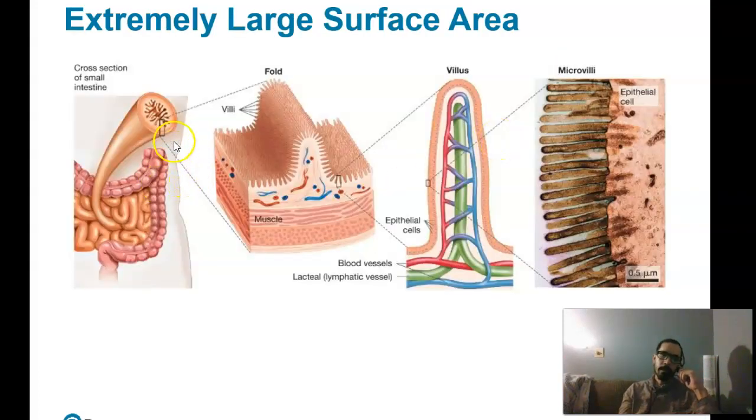So here you can see a close-up. This is a cross-section of the small intestine, and these folds are facing inward. So you can see, this is a fold here. On the fold, these tiny little projections are the villi. And then if you zoom into one of the villi, or one villus, you can see that they have the microvilli on top of each cell. So this would be simple columnar epithelial tissue, and on top of each one, you would see microvilli.